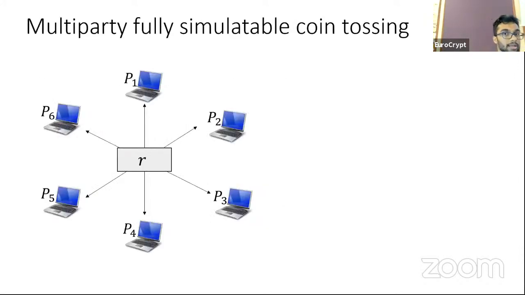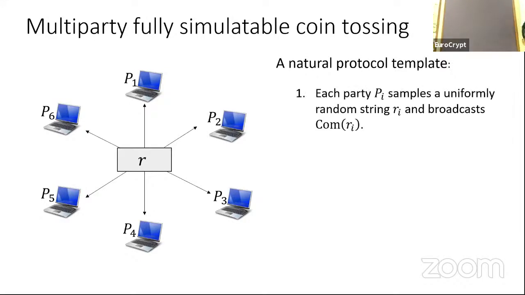So let me describe the setting of fully simulatable coin tossing. We have a functionality which just returns a random string R to all parties. And a natural protocol template for realizing this functionality is the following. Each party samples some random string Ri and sends a commitment to it to all other parties.